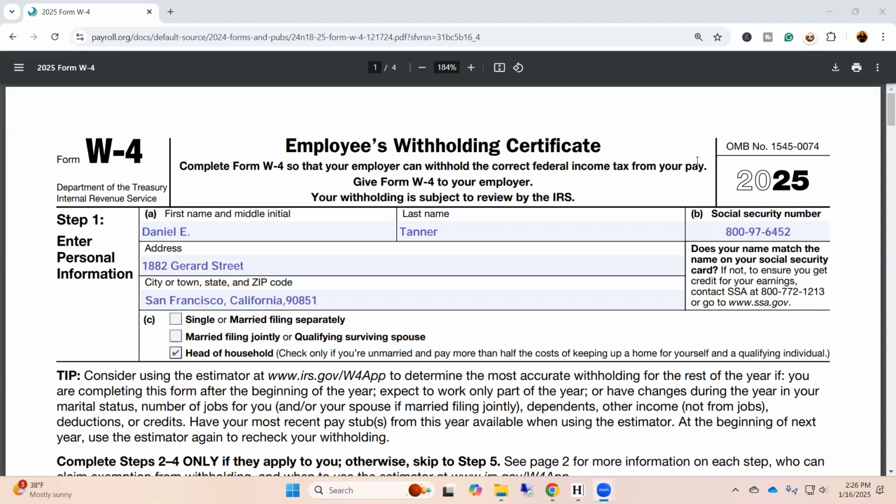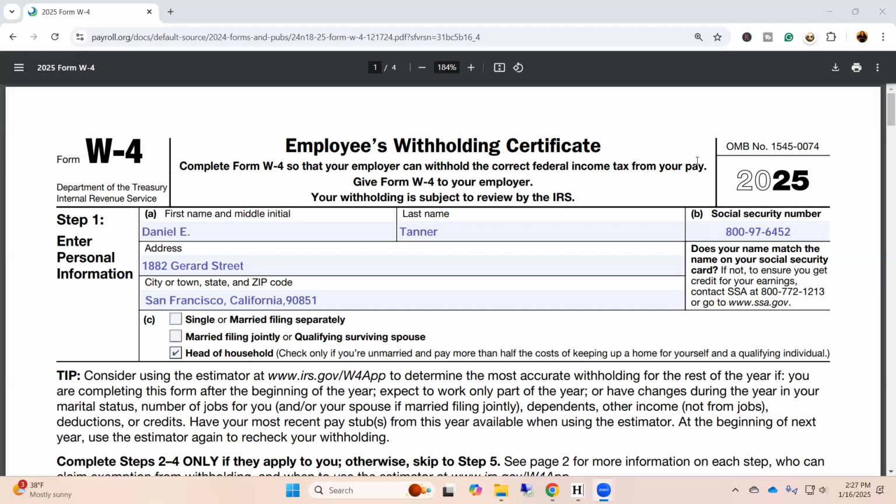Okay? If you are married, your spouse cannot file as single and you file as head of household. If you are married, the only exception to you filing head of household is if you did pay more than half the cost of keeping up a home for yourself and a qualifying individual, but you and your spouse had to have been separated for the last 6 months of the year.